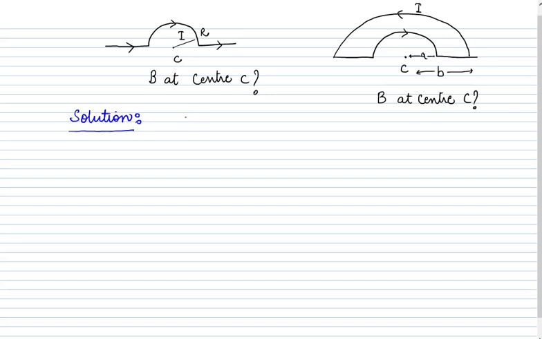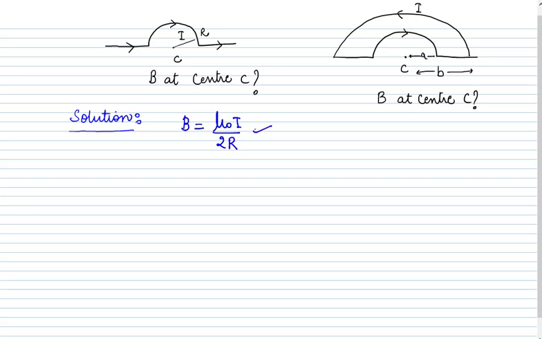If you come to this loop, write down Ampere's circuital law: B dot dl is equal to mu naught I. Then this is B into 2 pi r for a complete circle, and here it is half of this, so 2 pi r upon 2, that means pi r is equal to mu naught I. Again we use the derivation we have already done for the magnetic field due to a current carrying loop, that is B is equal to mu naught I upon 2r.